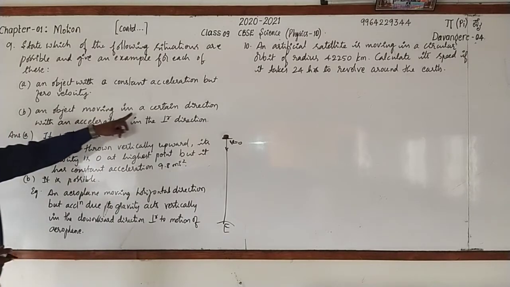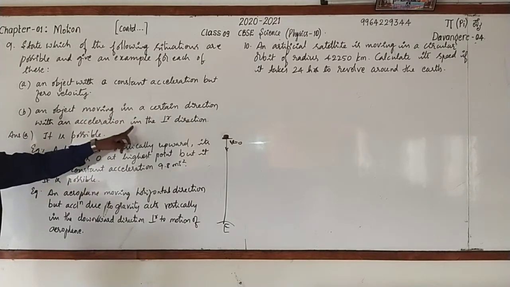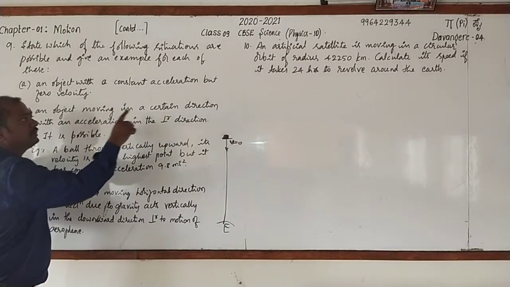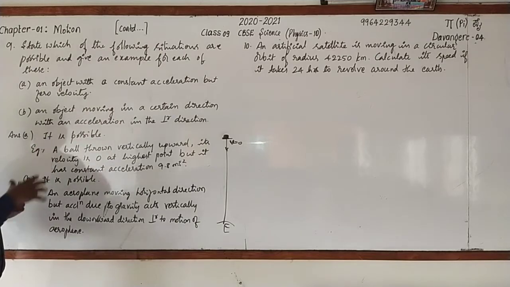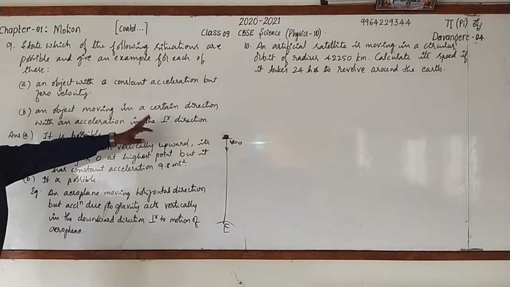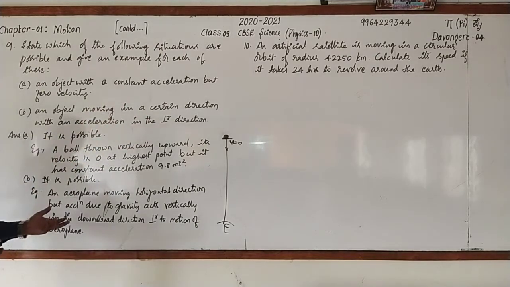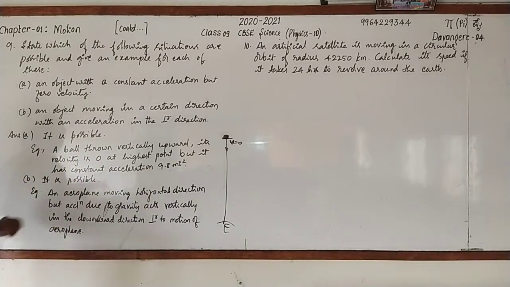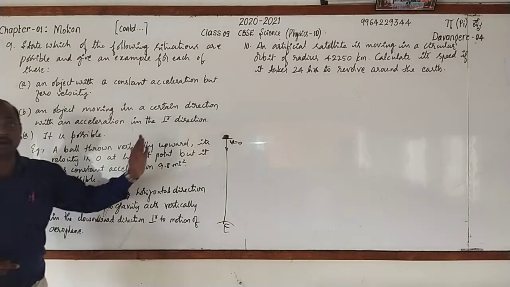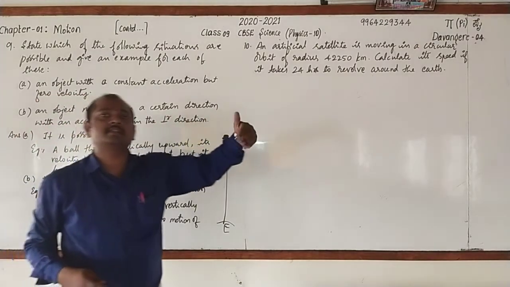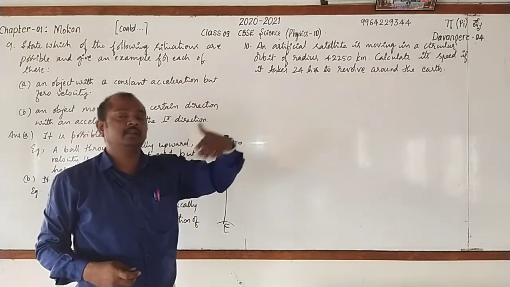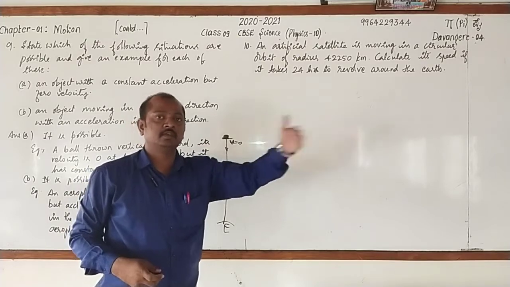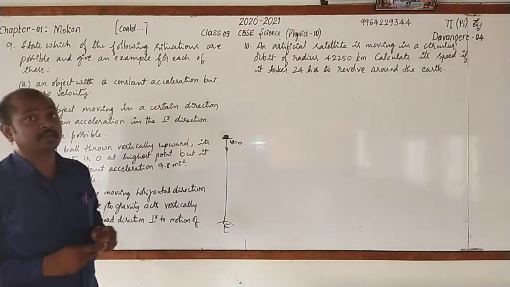An object moving in a certain direction with an acceleration in the perpendicular direction. Observe, an object moving in a certain direction with an acceleration in the perpendicular direction. So here also we are going to take one example. This situation is also possible. Look here. When an aeroplane is moving in the horizontal direction, it can increase its speed. When it increases its speed, then we can say that it is accelerated. So it is moving with some acceleration.